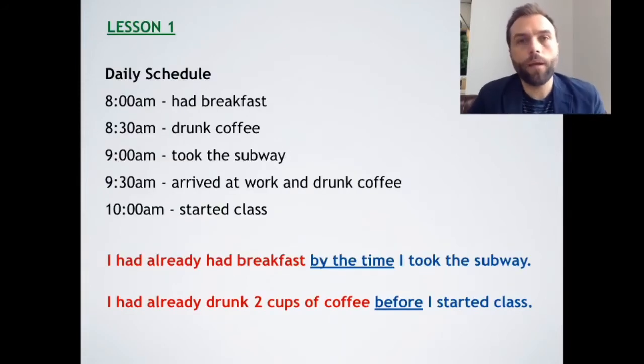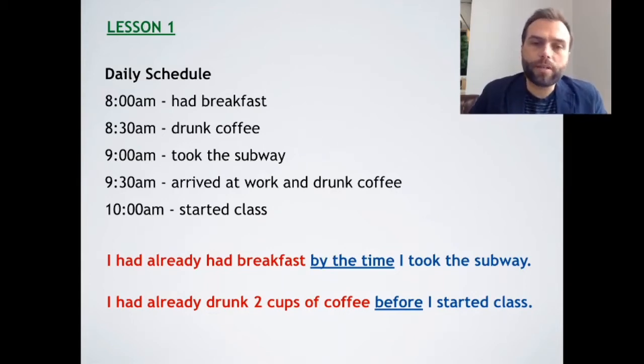This is lesson 1, and I start by showing my daily schedule. So here's my daily schedule. At 8 a.m. I had breakfast, 8:30 a.m. drunk coffee, 9 a.m. took the subway, 9:30 a.m. arrived at work and drunk coffee, 10 a.m. started class. Notice I've actually used the past participle, the correct verbs here, drunk, just to make it a little bit easier for the students.